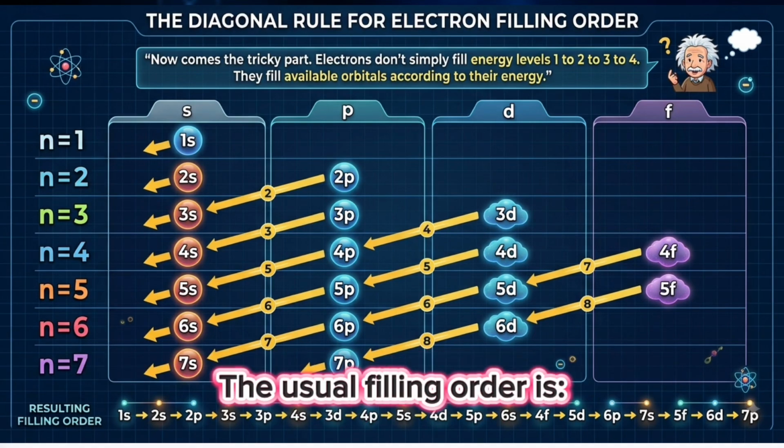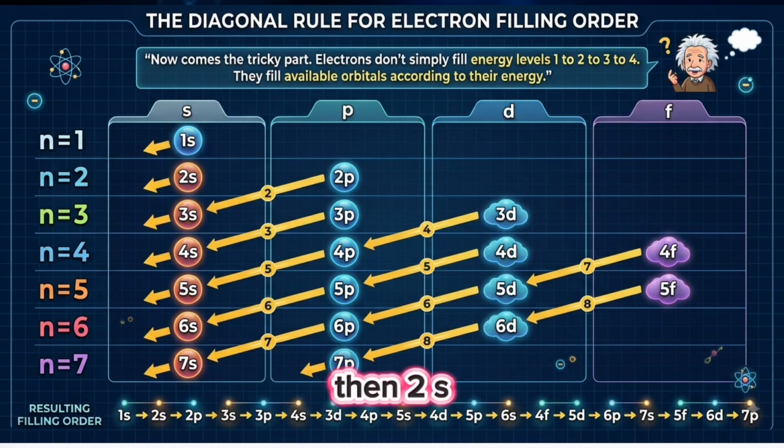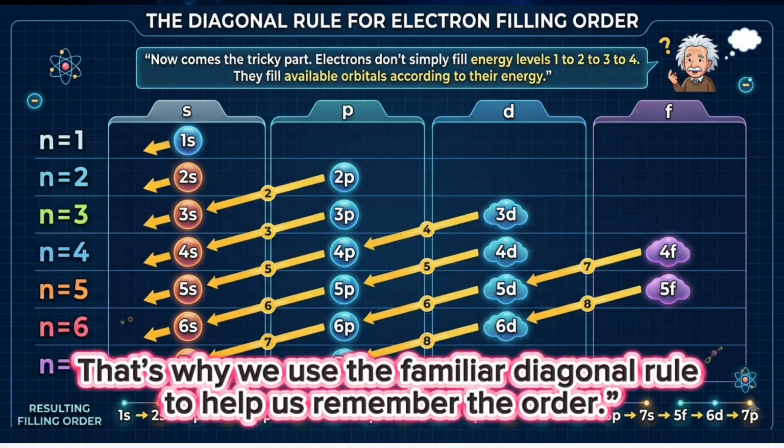The usual filling order is 1s, then 2s, then 2p, then 3s, then 3p, then 4s, then 3d, then 4p, then 5s, then 4d, then 5p, then 6s, then 4f, then 5d, then 6p, then 7s, then 5f, then 6d, and finally 7p. That's why we use the familiar diagonal rule to help us remember the order.